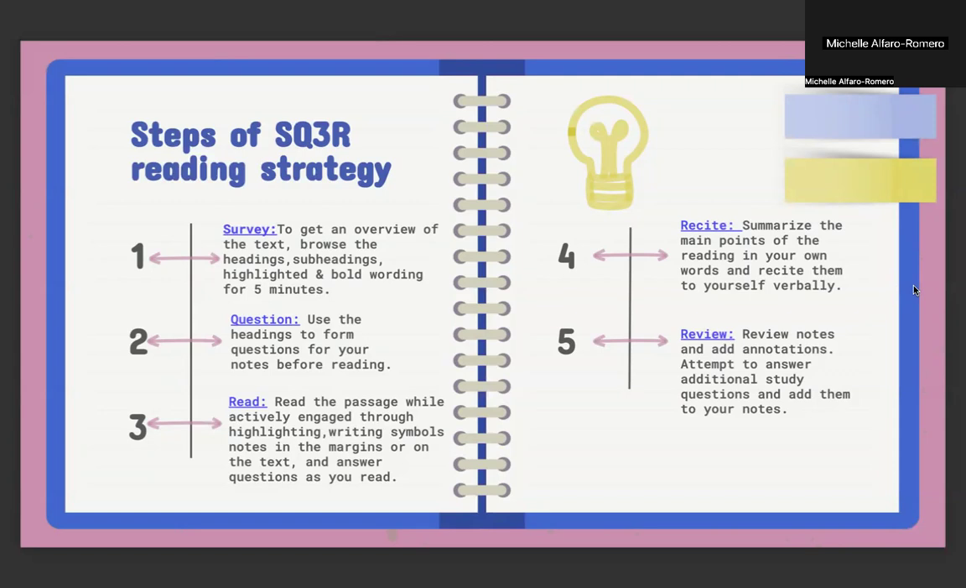Step 4, where you recite the answers to your questions to yourself verbally. And step 5, where you review your notes and add annotations and can also attempt to answer additional study questions.